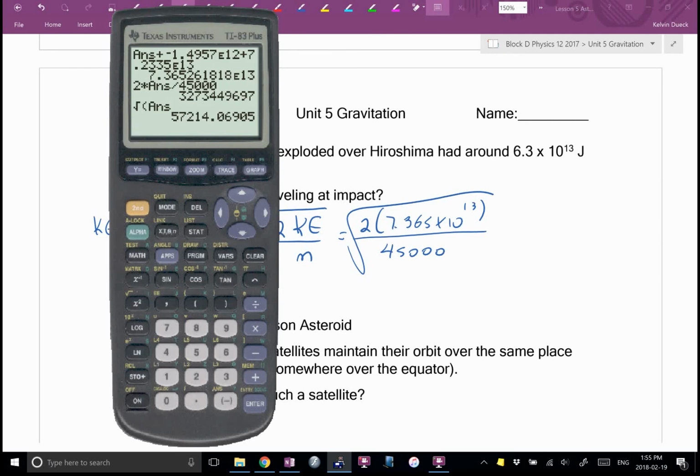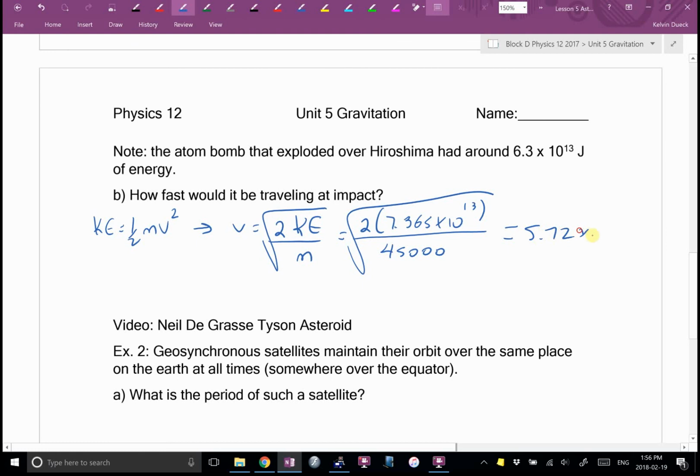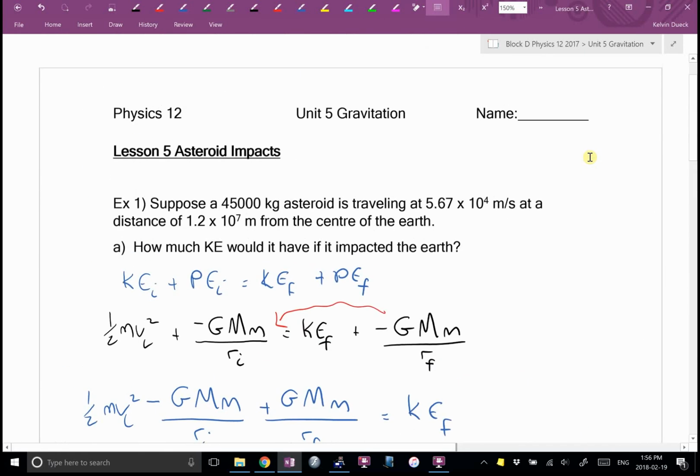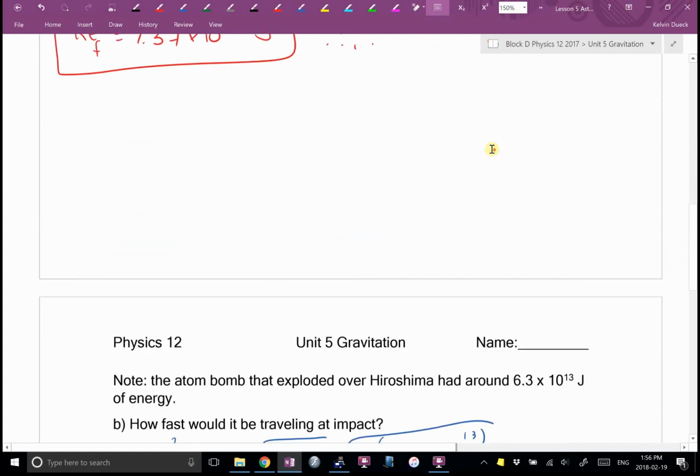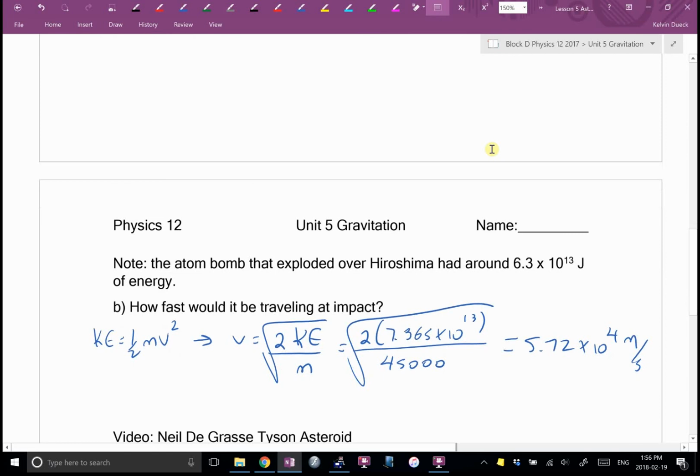Probably, in fact, definitely, at this speed it wouldn't make it through the atmosphere, but there would be some pretty solid sonic booms and atmospheric things going on here. 5.72 times 10 to the 4th. What was it going initially? 5.67 times 10 to the 4th. Actually didn't gain that much speed because I had it going so fast to begin with. I need to tweak these numbers a little bit. But I wanted to give you an idea of roughly what an atom bomb's worth of impact would be.